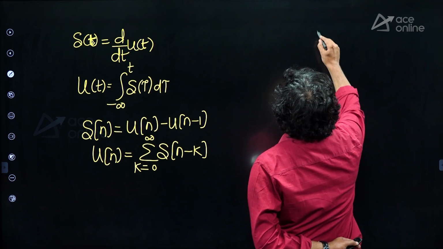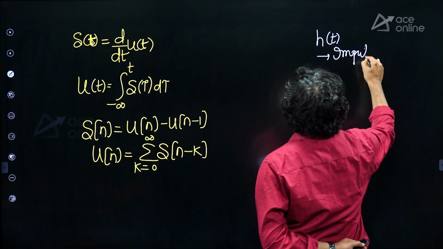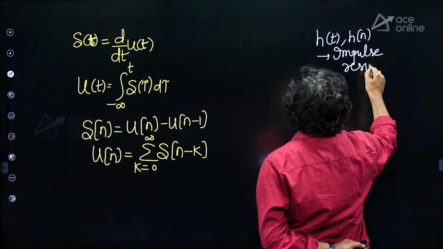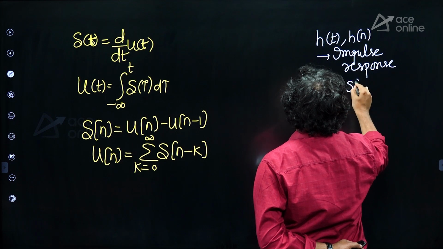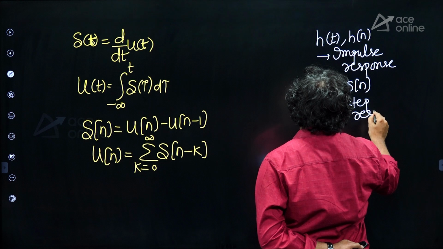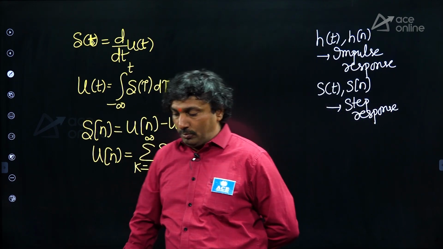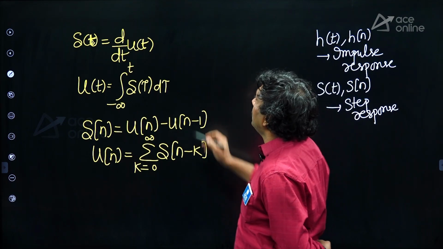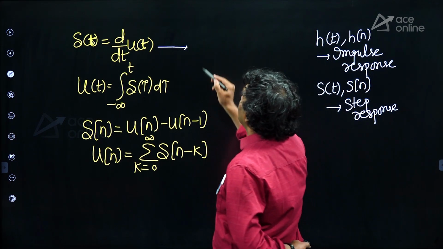We are aware h of t is called the impulse response, and in the discrete case h of n. Whenever you apply a step function as input, the respective output is called the step response. Impulse is the input, the respective output is the impulse response; step is the input, the respective output is the step response. How are these relations modified for their respective outputs?